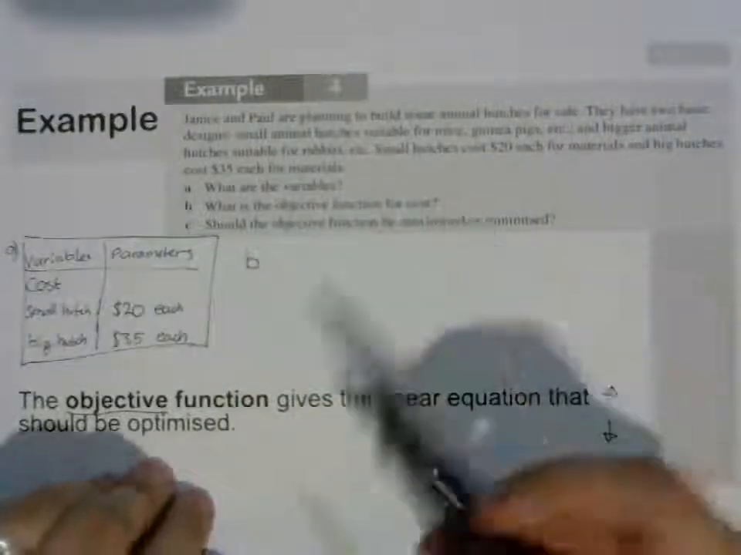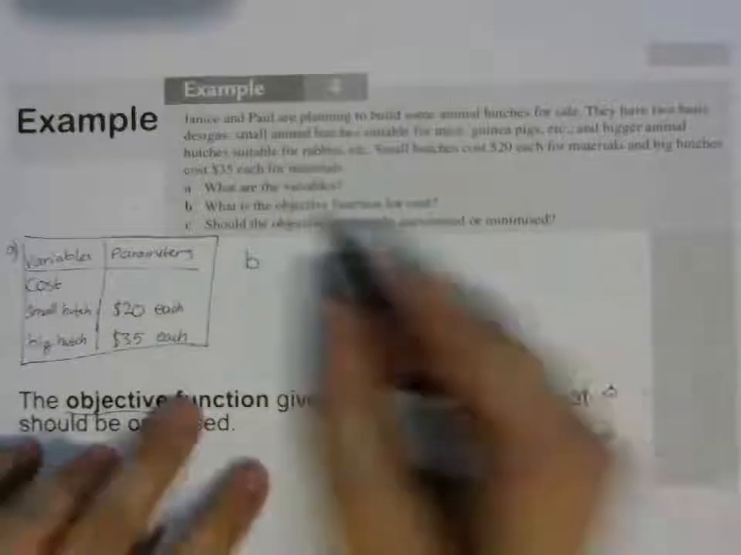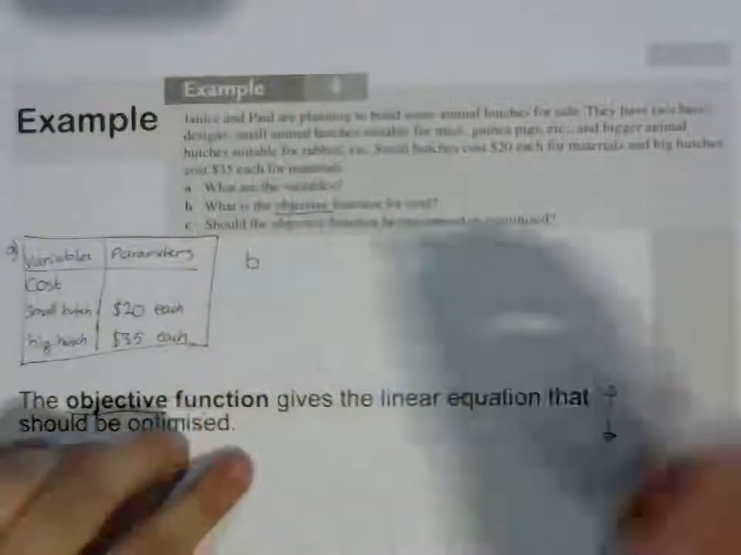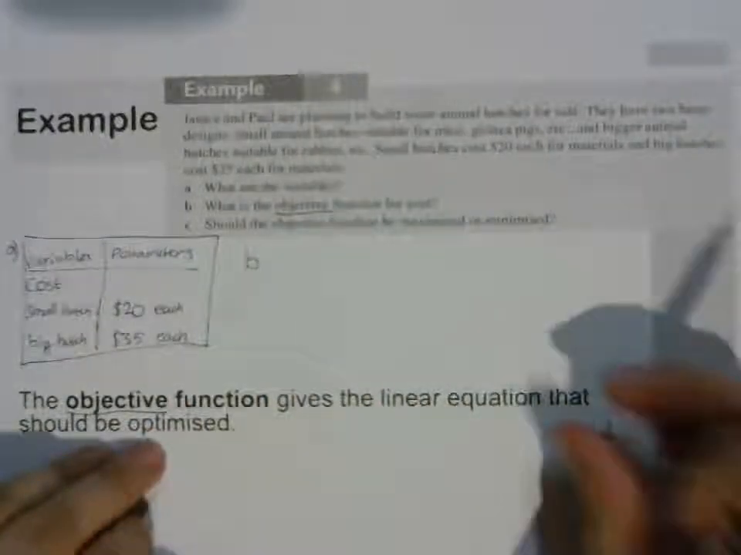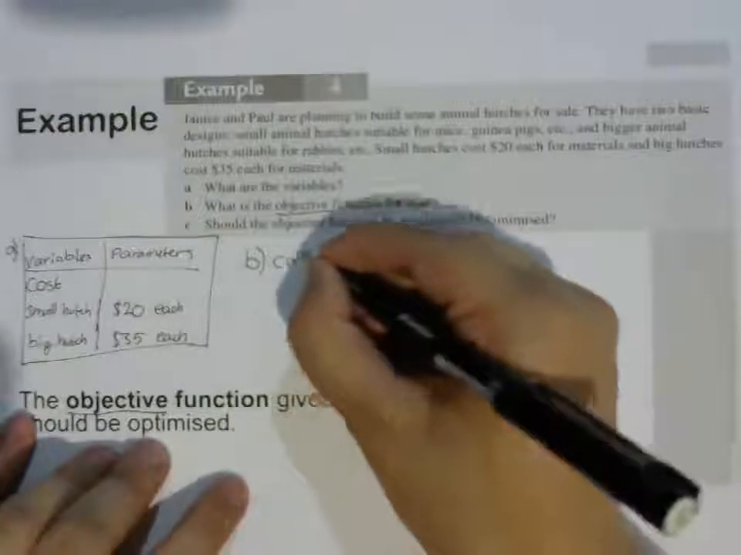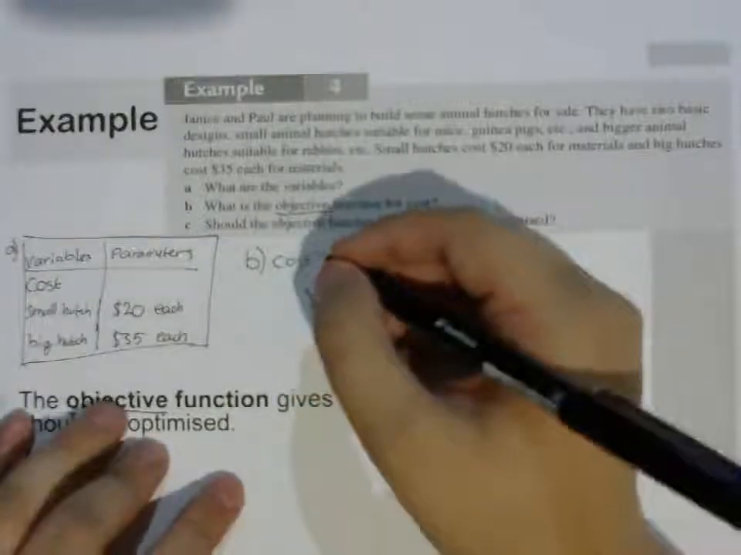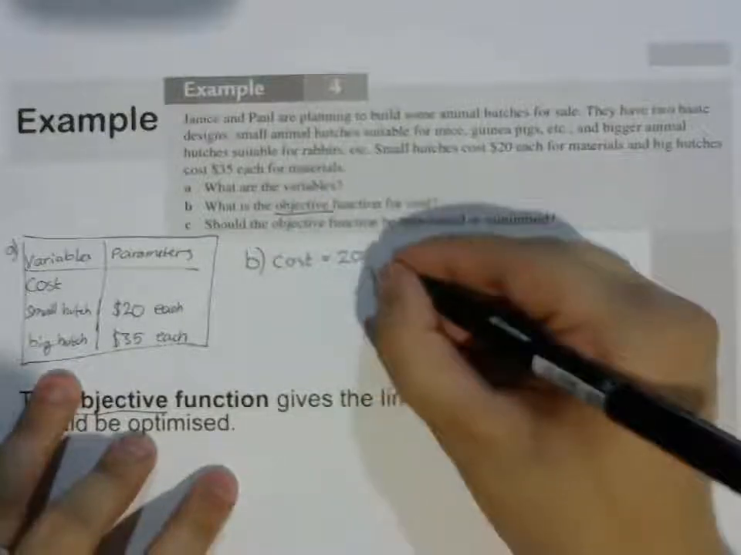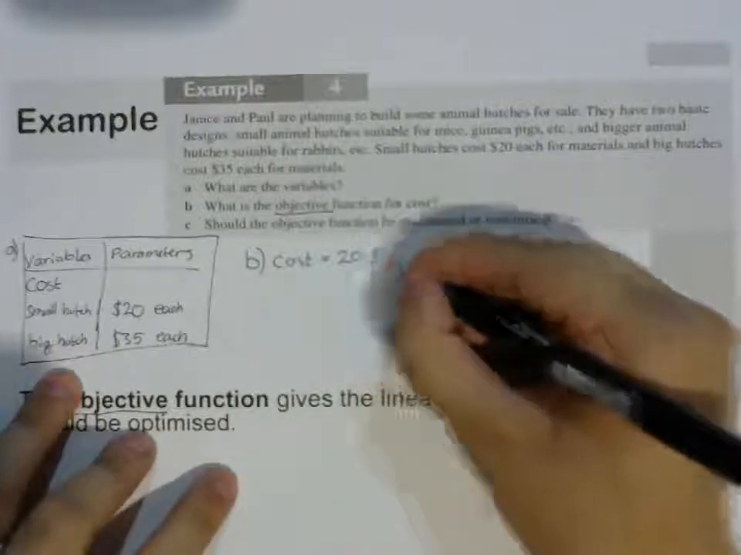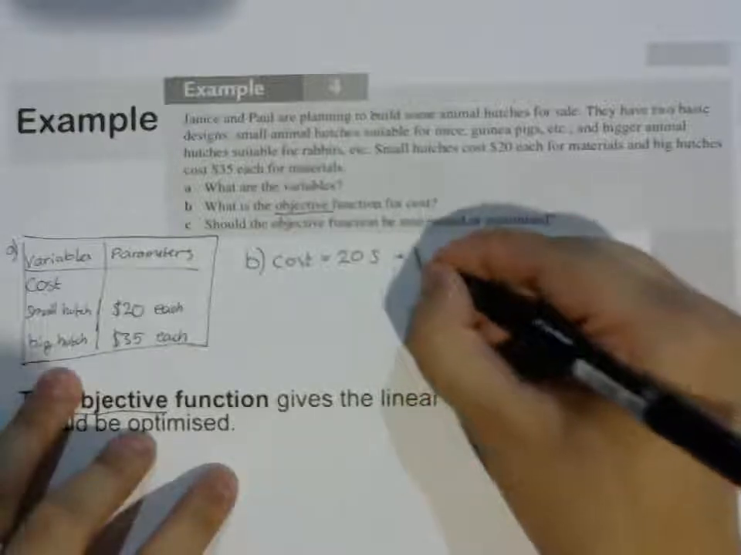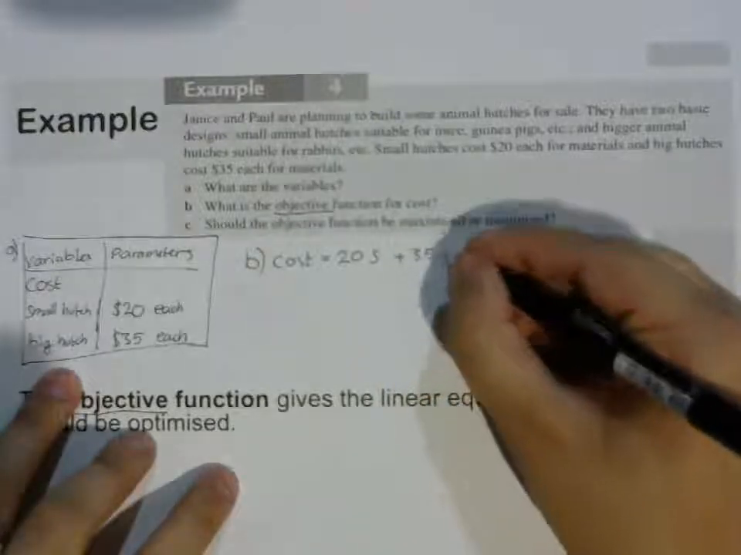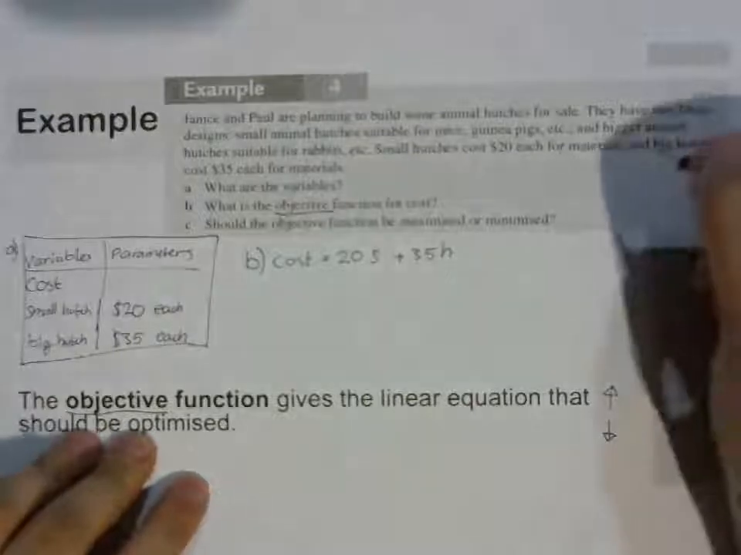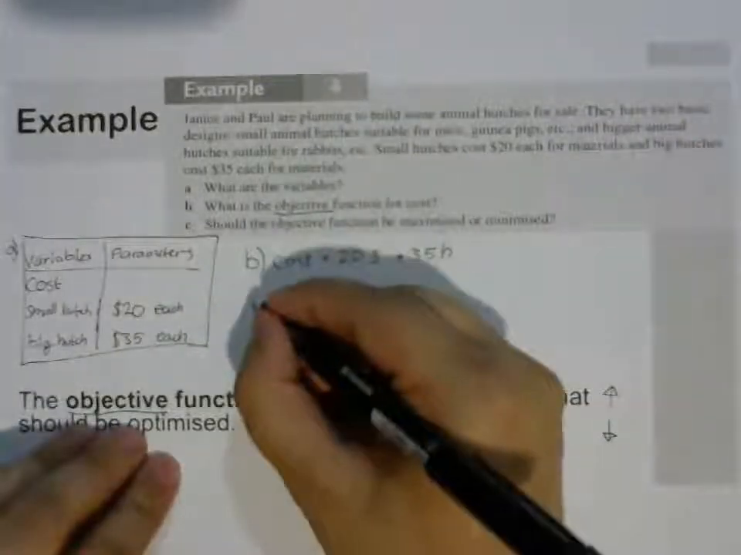Next we want to write the equation for cost, and we're told that that is the objective. So that is the thing we want to maximize or minimize. So how do we calculate cost? Well, cost is dependent on the number of small hutches and big hutches. It's going to cost $20 times the number of small hutches plus $35 times the number of big hutches. And that's it. That's our equation.